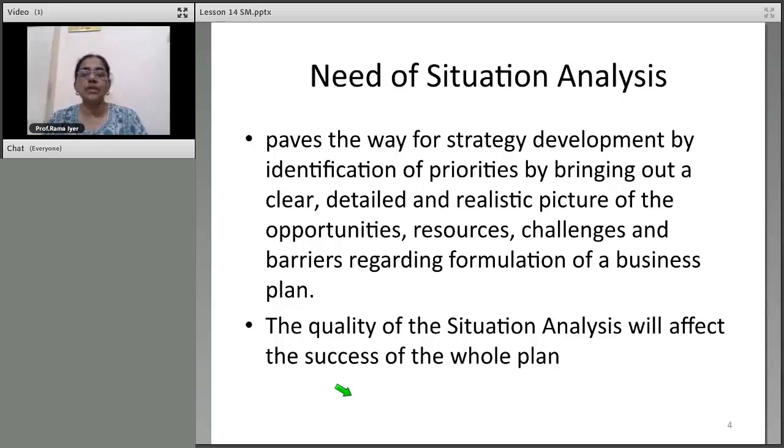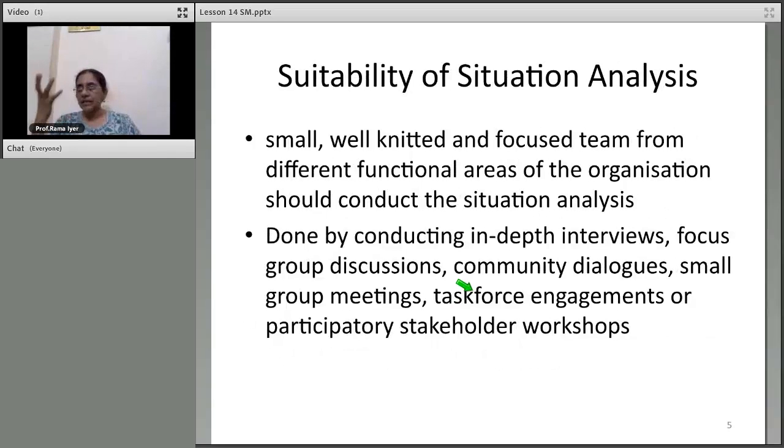So what is the need for situation analysis? Basically, that is the thing which will help to create a strategy, because it will identify what exactly you want to do. It gives a very clear picture of the opportunities, what are the resources, basically the SWOT, isn't it? So opportunities and threats, it will give you a clarity, and then accordingly you will create your own business plan. Alright. The quality of the situational analysis will ensure the quality or success of the whole plan.